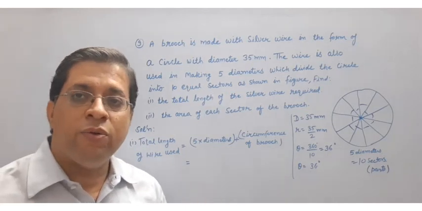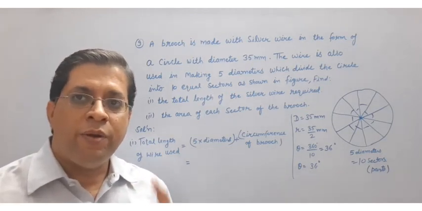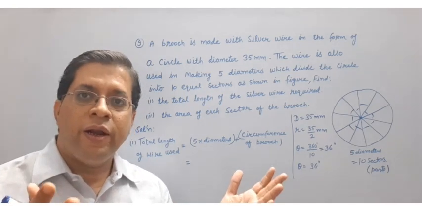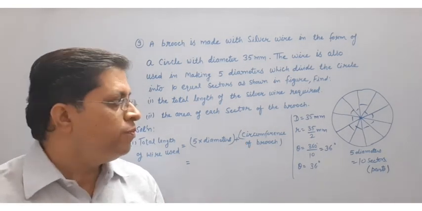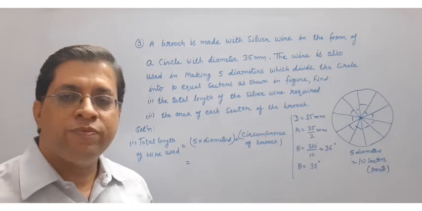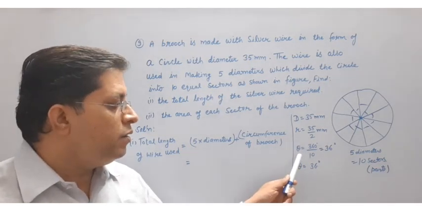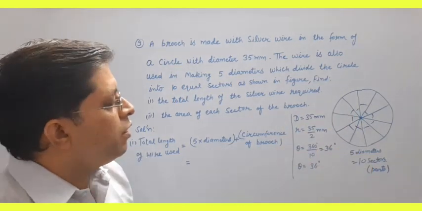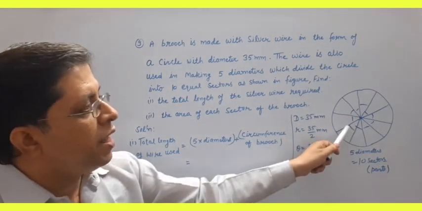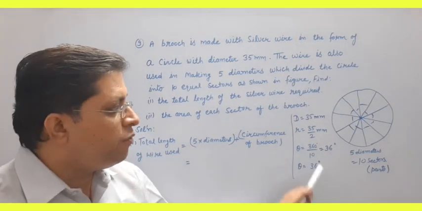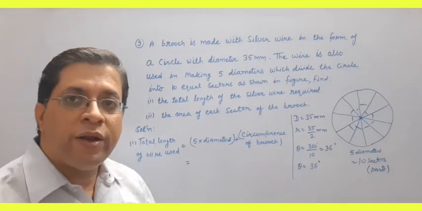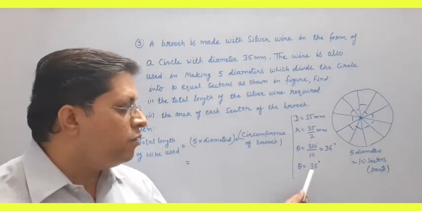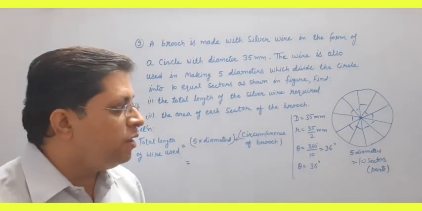What is given to you? The diameter is given, 35 millimeter. Then what will be the radius? Radius will be 35 upon 2. Then, 5 diameters convert the circle into 10 equal parts. That is why we do 360 degree upon 10. This will be 36 degree. So theta will be 36 degree.